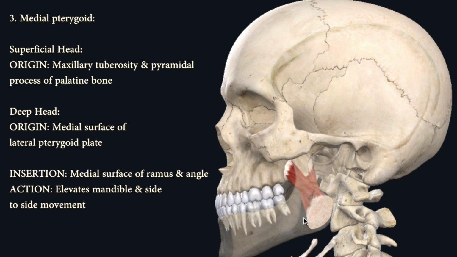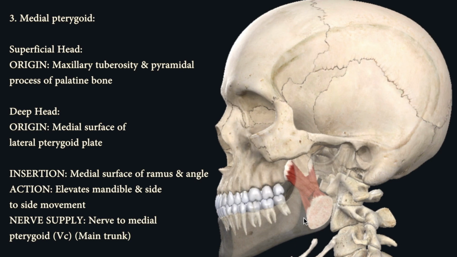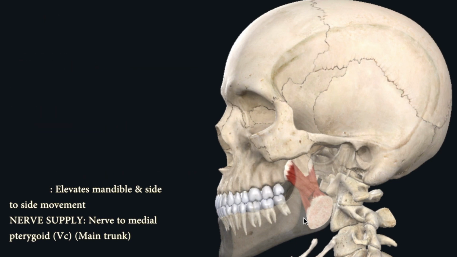Moving on to the action of the medial pterygoid, it elevates the mandible and helps in side-to-side movement, and its nerve supply comes from the main trunk of the mandibular nerve. The specific nerve is the nerve to medial pterygoid.